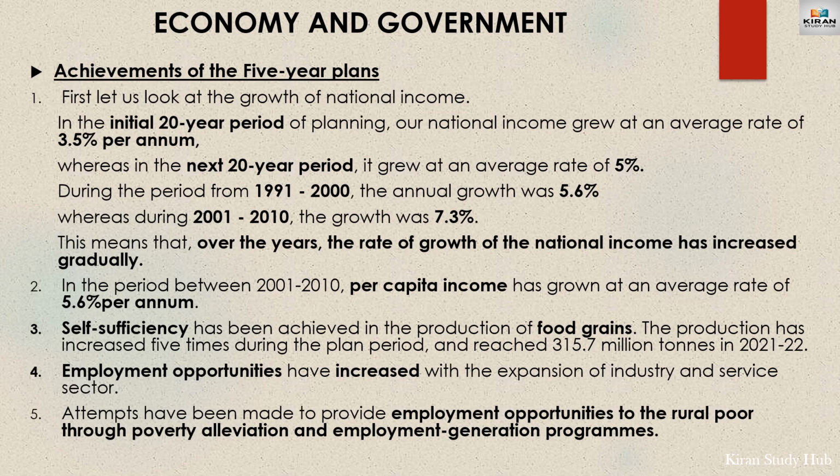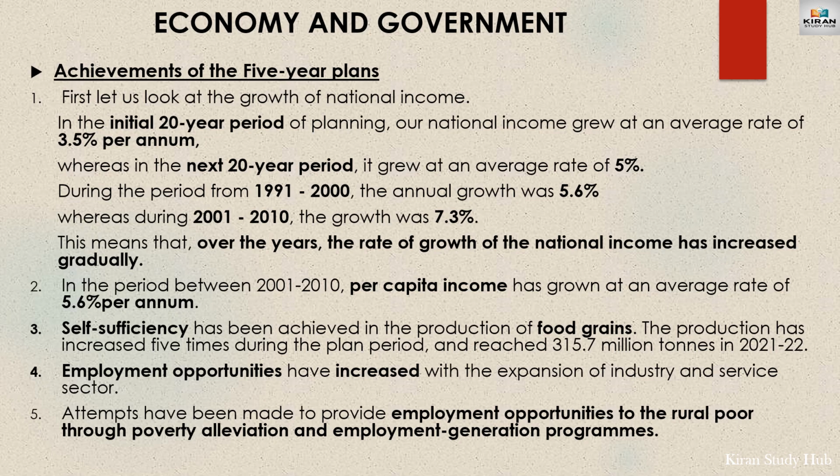Achievements of 5-year plans. First, let us study the growth of national income. In the first 20-year period of planning, the national income grew at an average rate of 3.5% per annum. In the next 20-year period, it grew at 5% per annum. During 1991-2000, the annual growth rate was 5.6%. During 2001-2010, the growth rate was 7.3%. So over the years, the rate of growth of national income has increased gradually. Second, during 2001 to 2010, per capita income grew at an average rate of 5.6% per annum. Here, per capita income is the average income of an individual within the country.